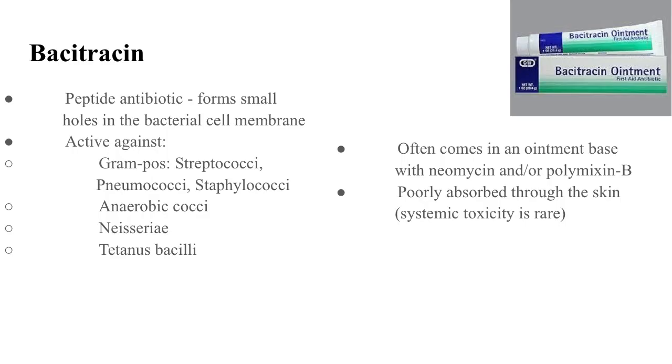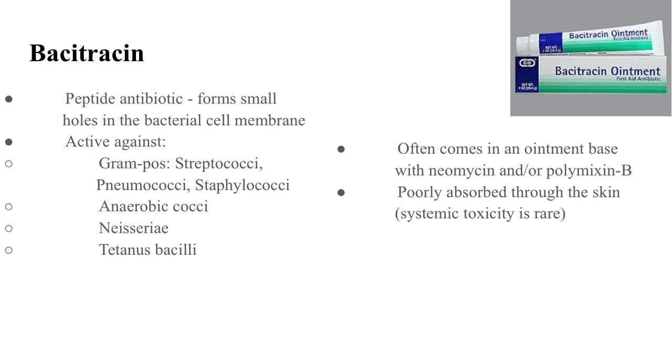The first agent in this category is Bacitracin. It's probably very familiar to you. It's an over-the-counter product and is included in many different antimicrobial agents. It's a peptide antibiotic, and it works by forming small holes in the bacterial cell membrane. It's active against gram-positive pathogens like streptococci, pneumococci, and staphylococci.